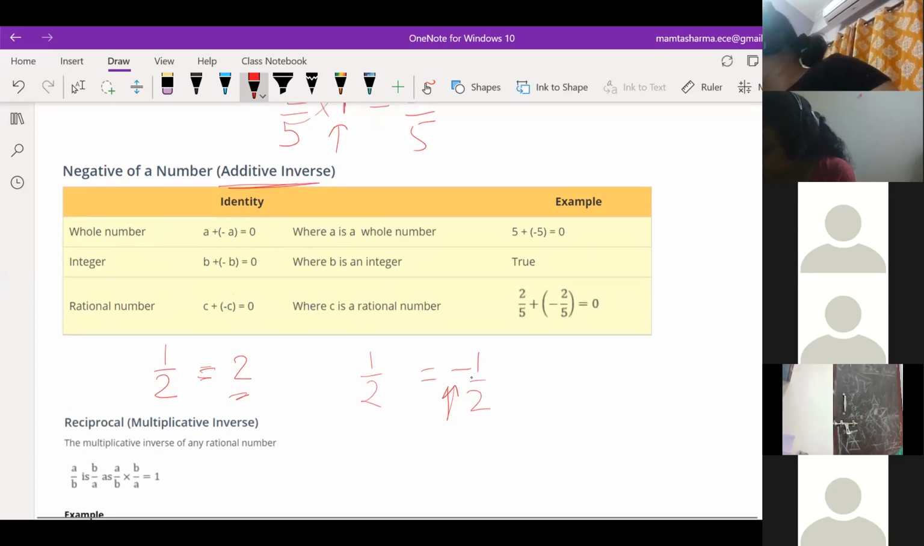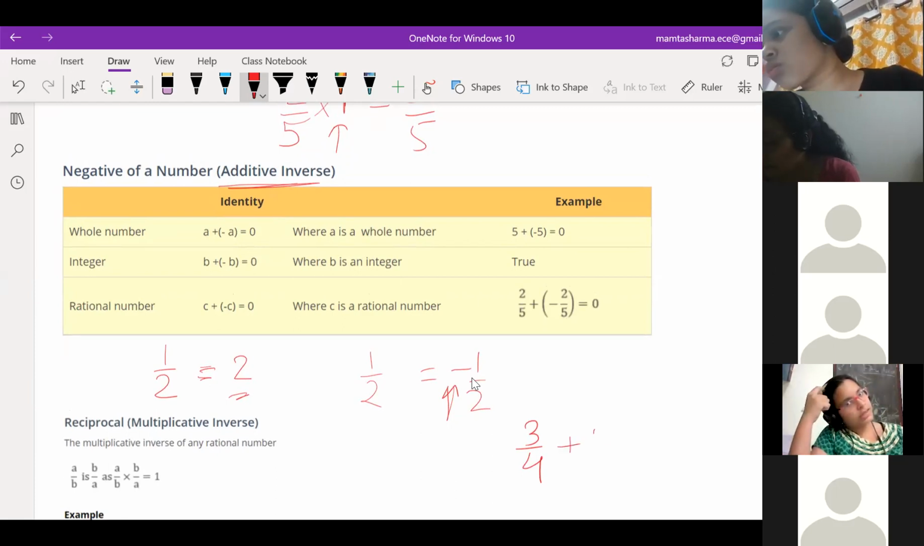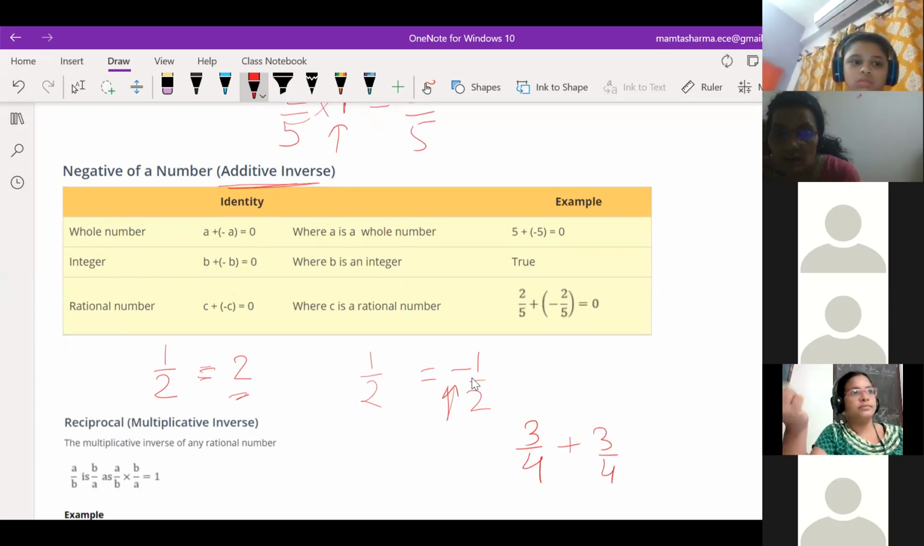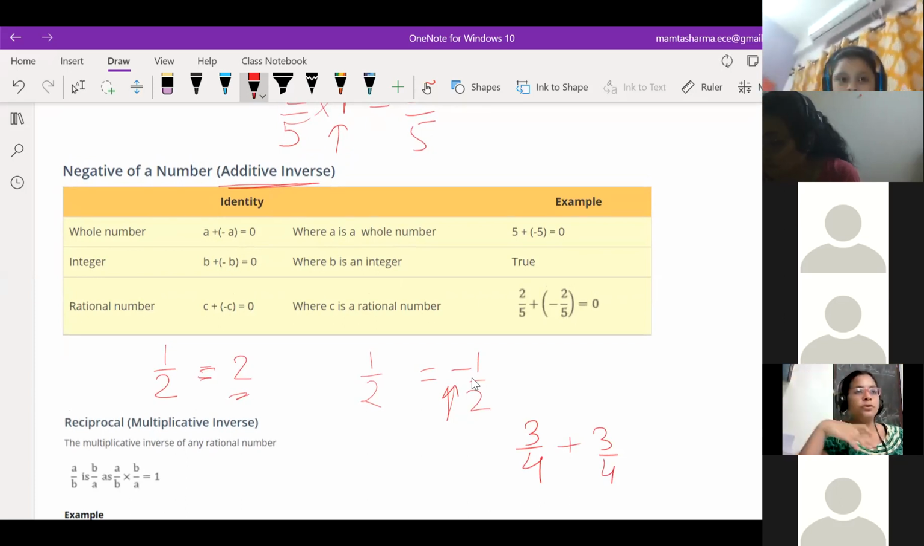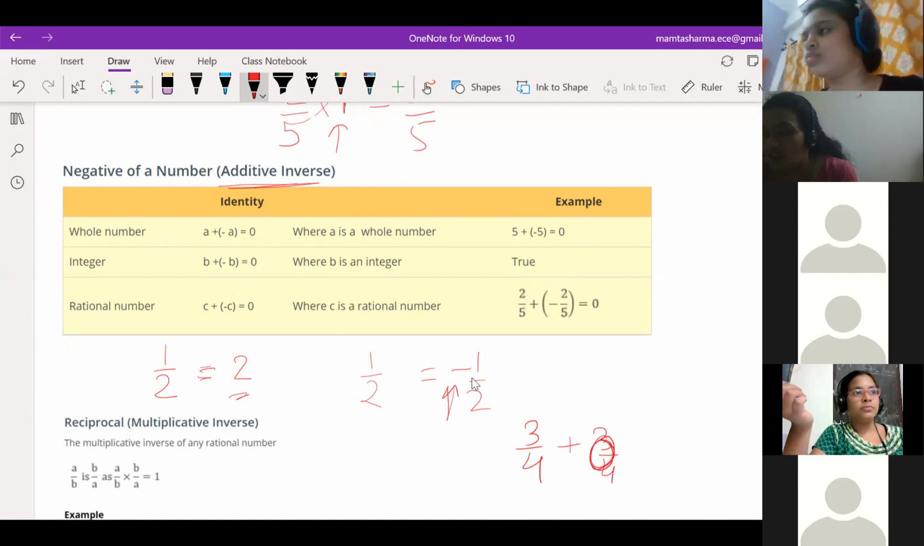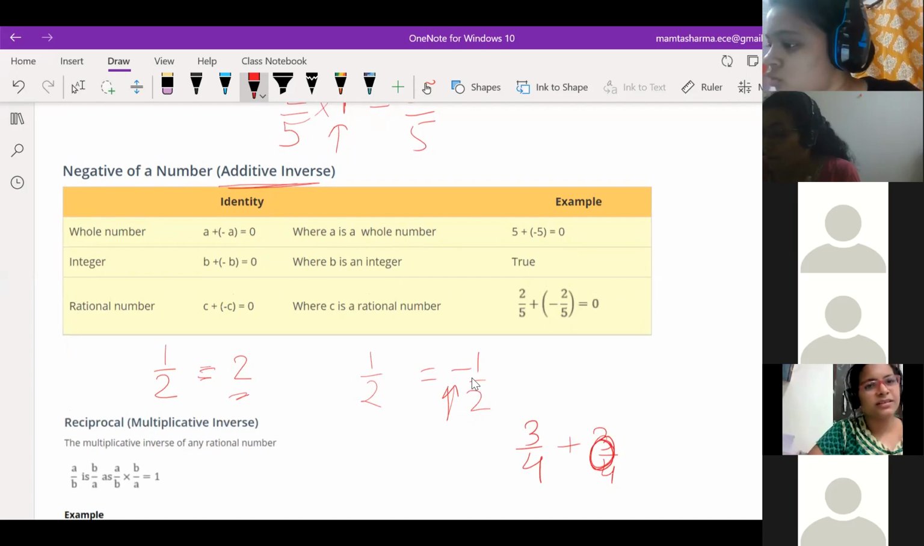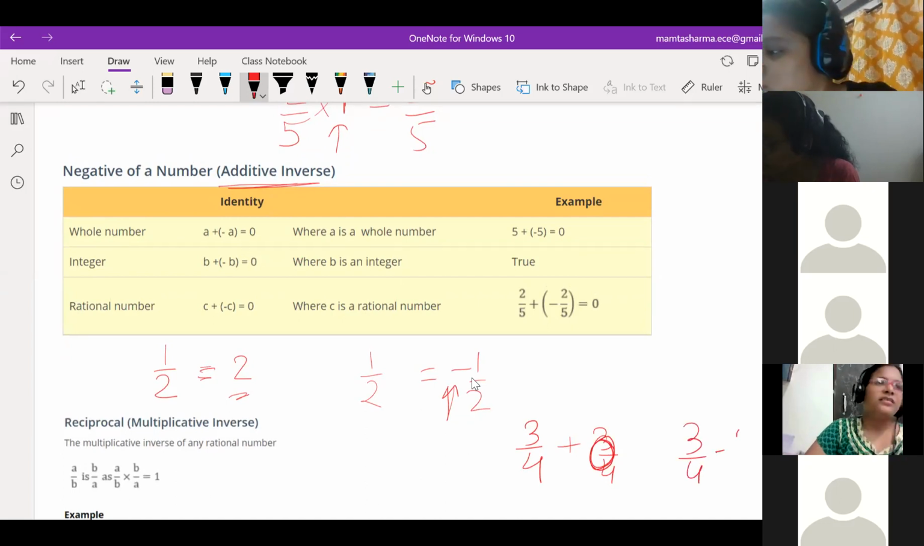So additive inverse. Let's suppose my number is 3/4. What will be the additive inverse for this 3/4? 3/4 itself, ma'am. If I add 3/4 to 3/4, zero, ma'am. 0 is the additive identity, not the additive inverse. You have to find out the additive inverse. Minus 3/4. That is the answer. Correct.